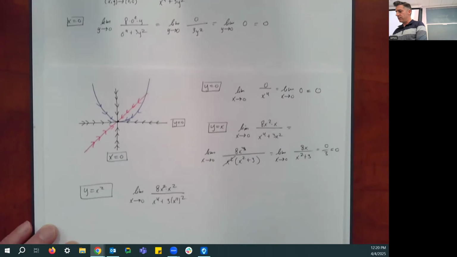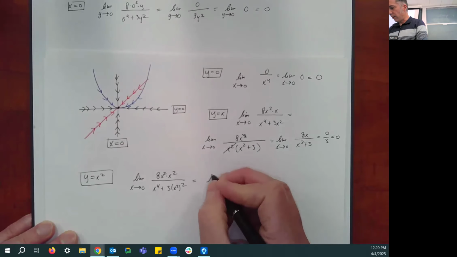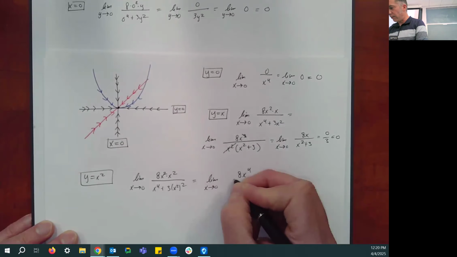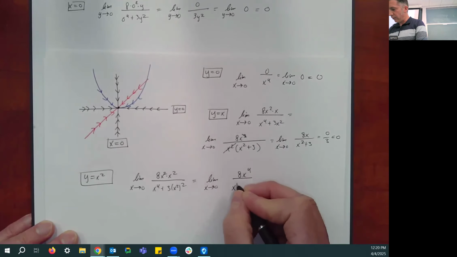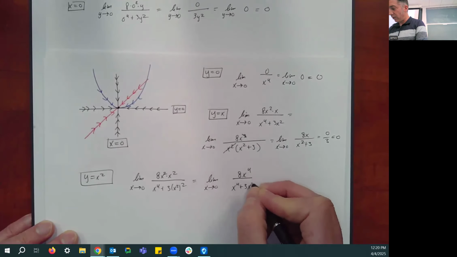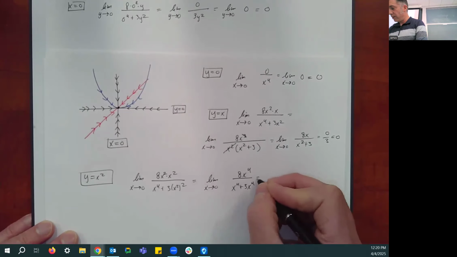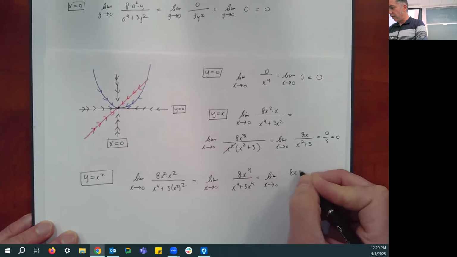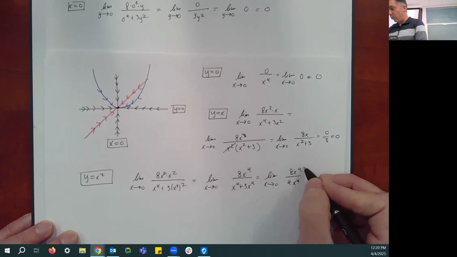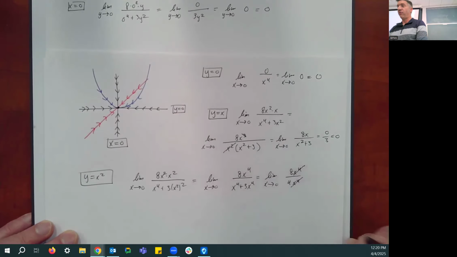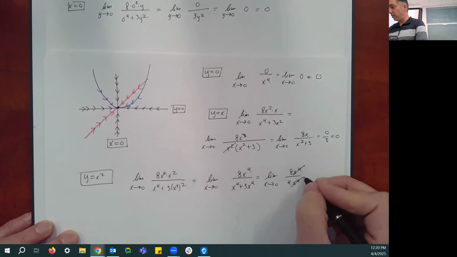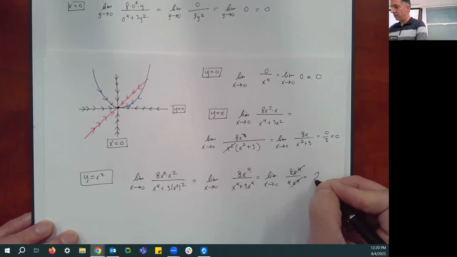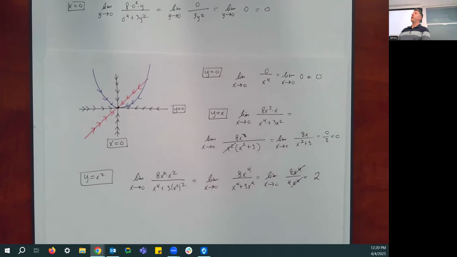And now look what happens. We get the limit as x approaches 0 of 8x to the 4th divided by x to the 4th plus 3x to the 4th. We can add those together and get the limit as x approaches 0 of 8x to the 4th divided by 4x to the 4th. X to the 4th divided by x to the 4th is 1. 8 divided by 4 is 2. So we're left with the limit as x goes to 0 of 2, which is 2. And that's a different value.